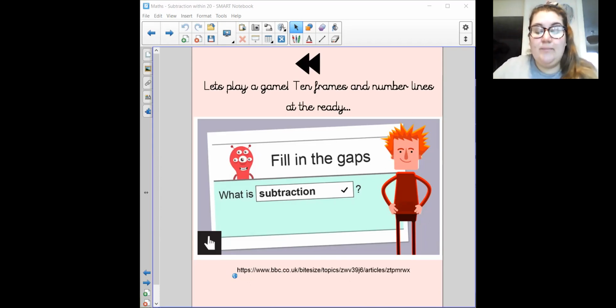Let's have a go at the next one. Pause the video and discuss with your grown up. 8 take away 3. 8 subtract 3. How many are left? I can see Harrison is showing me 5. Well done, Harrison. And the last question on this round, 3 subtract 3. And you are right if you said that there aren't any left. So the answer is 0. Let's check. Brilliant. Click next for round 2.